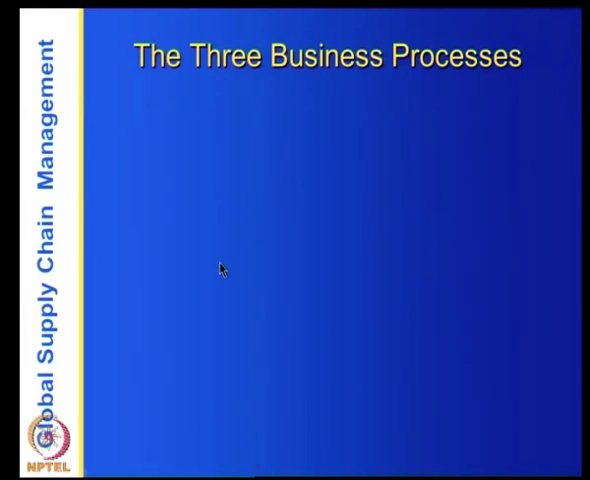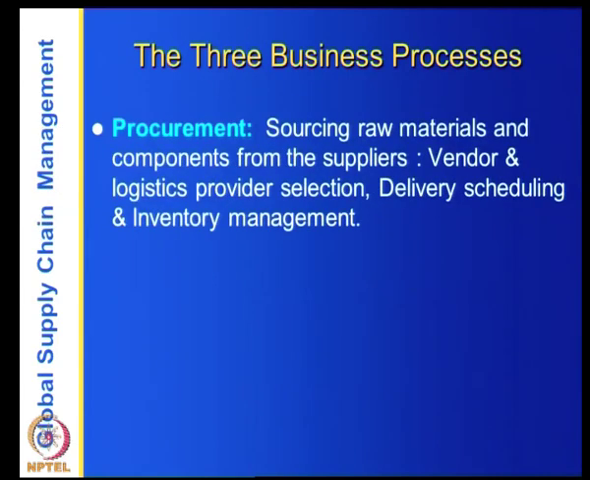And if you are talking of business processes, there are three business processes in this. And the first one is procurement. Procurement is sourcing raw materials and components from suppliers. See, it's vendor and logistics provider selection, delivery scheduling and inventory management. These are all the issues associated with procurement.